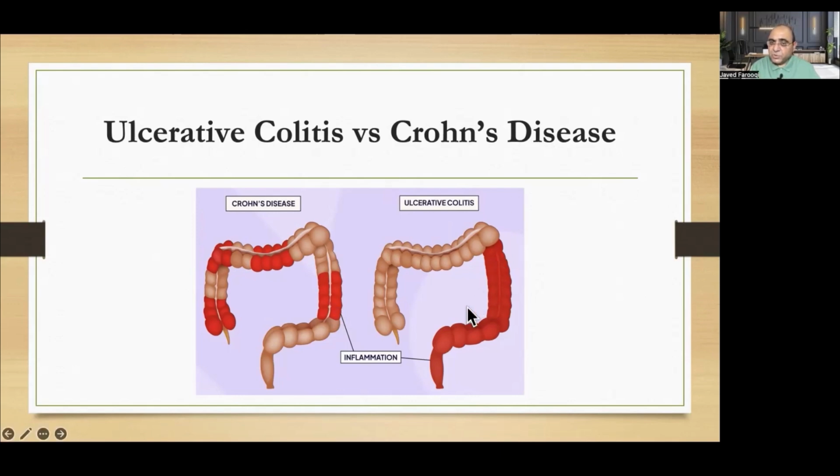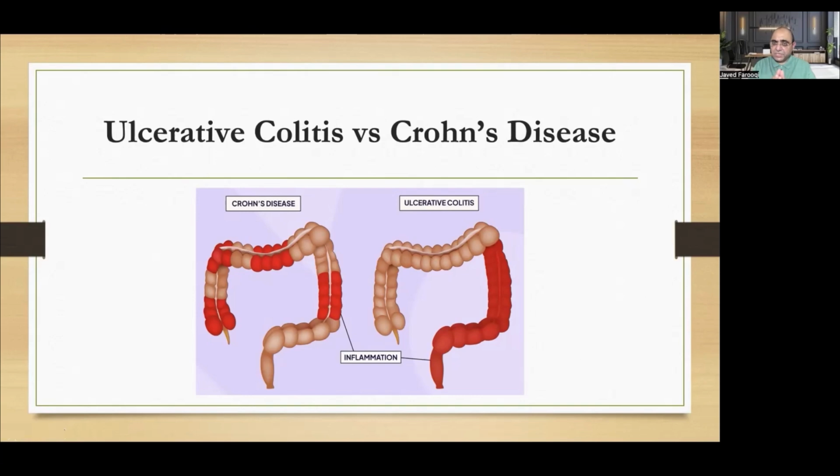But when you come to ulcerative colitis, the disease starts from the rectum and extends proximally. So the rectum is always involved. Very rarely we may see cases where the rectum is spared. Otherwise, this is involved, and the inflammation extends proximally to different extents of the colon. So this is the difference between these two.